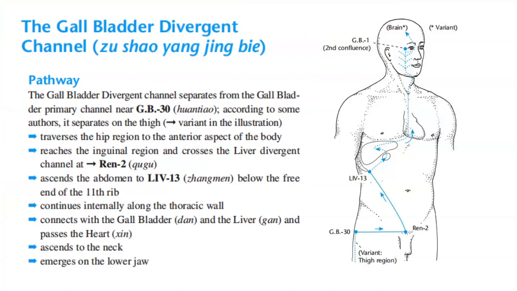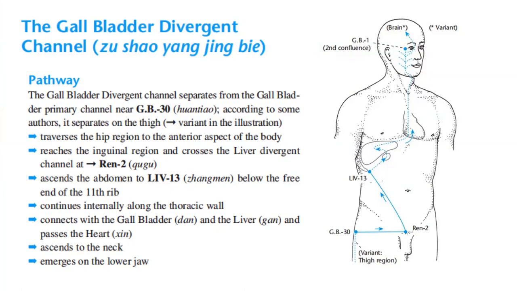So from gallbladder 30, it traverses the hip region to the anterior aspect of the body, then reaches the inguinal region and crosses the liver divergent channel at REN2. It then ascends to the abdomen to liver 13 below the free end of the 11th rib.